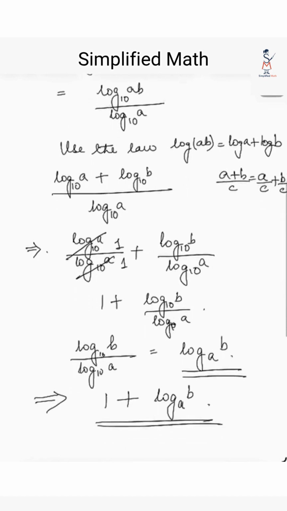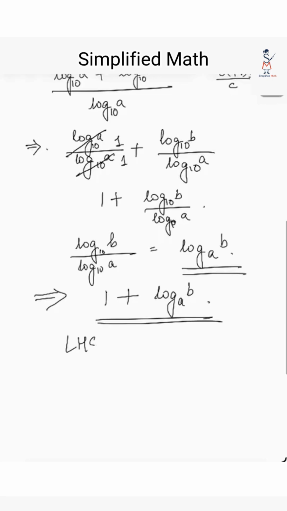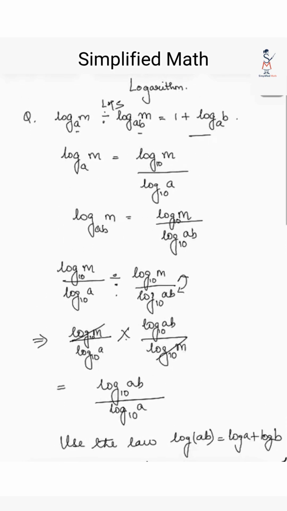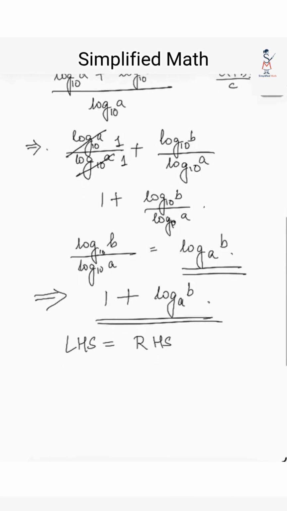Fine. So the left hand side has become equal to the right hand side. This was the right hand side, log b to the base a plus 1. So we came to that conclusion. So hence it is proved that the left hand side has become equal to the right hand side. Fine.